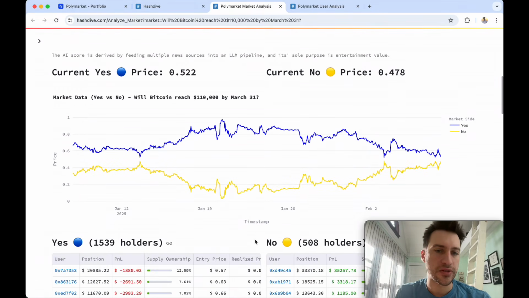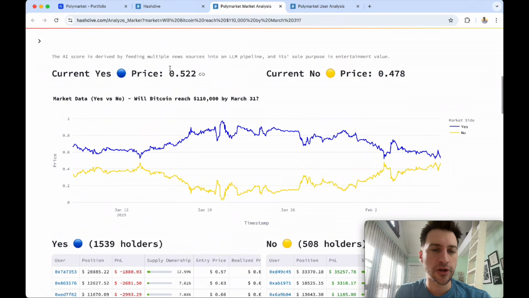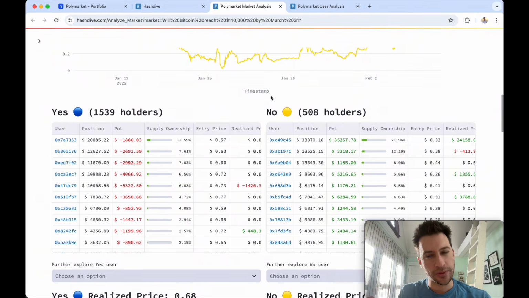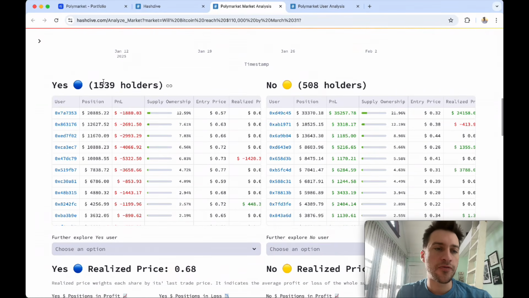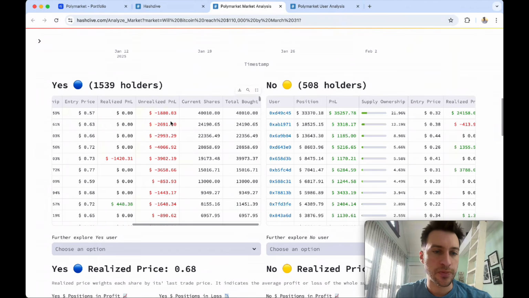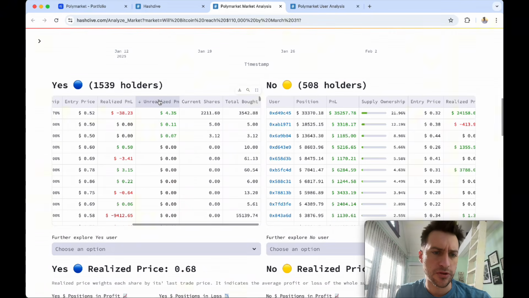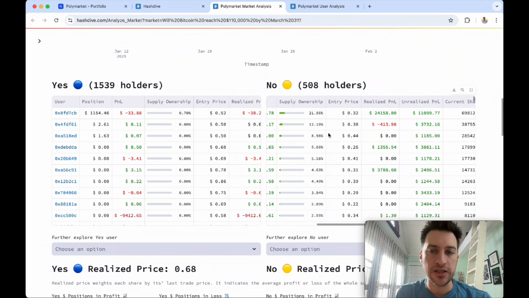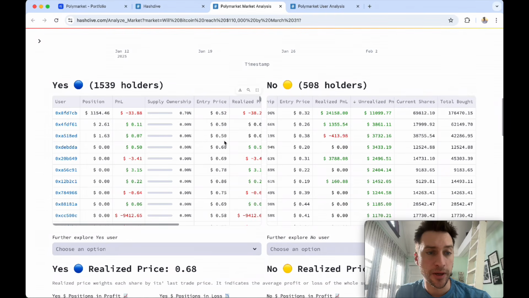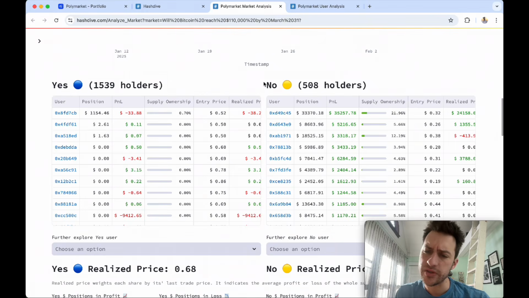Now let's get into the more important stuff, okay? This is the current yes and the current no, 52.2% and 47.8%. Obviously, that number will be constantly changing. So there are 1,539 people that hold yes contracts and 508 that hold no. Now you can see this is the unrealized P&L. I can very easily see who's made the most money, who's made the least money. Here, there's a person that's up 11,000, and there doesn't really seem to be anyone that's down any money for holding no, which is interesting.